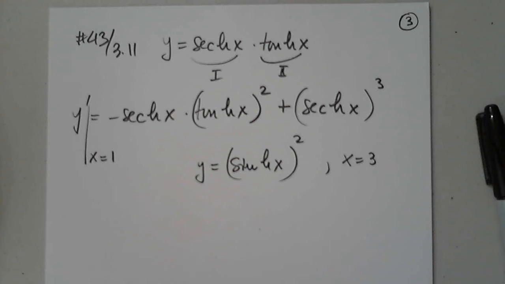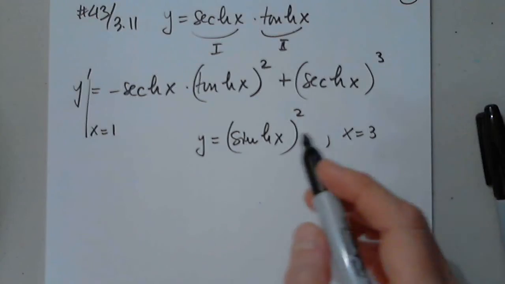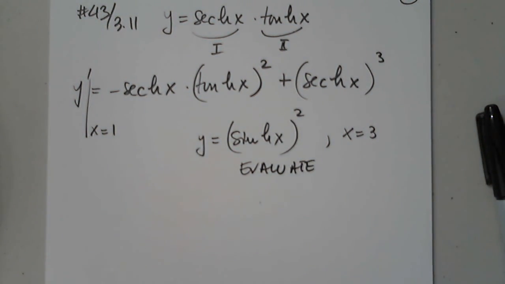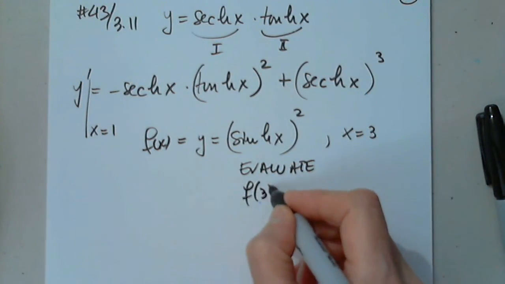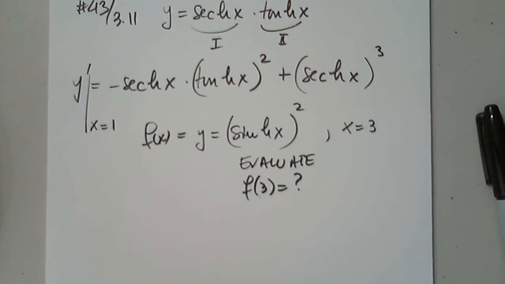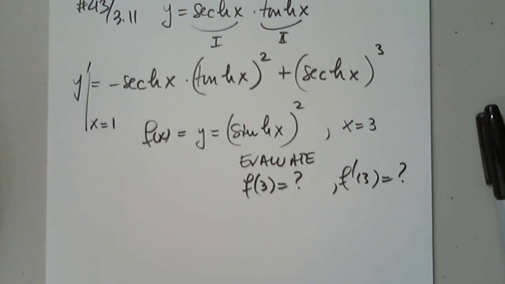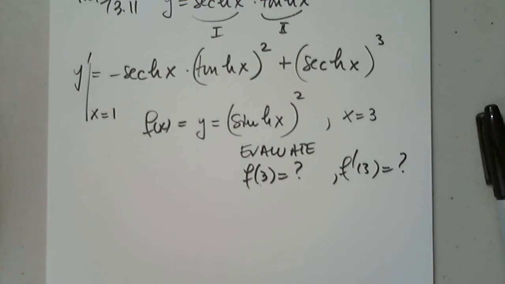Any suggestions, anyone? I don't think the calculator, yes, go ahead. The chain rule? No, just to evaluate. Oh, just to evaluate. So let's say this is f of x. So I want to find f of 3. I could be asked to find f prime of 3. But how do I do it? You sub 3 into the equation?